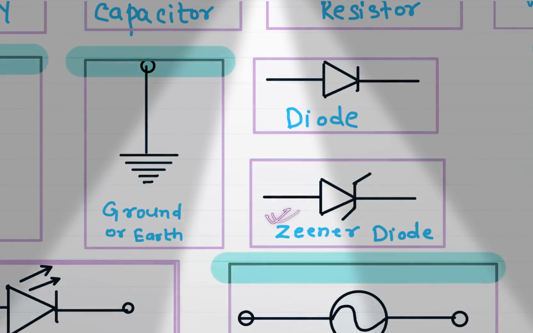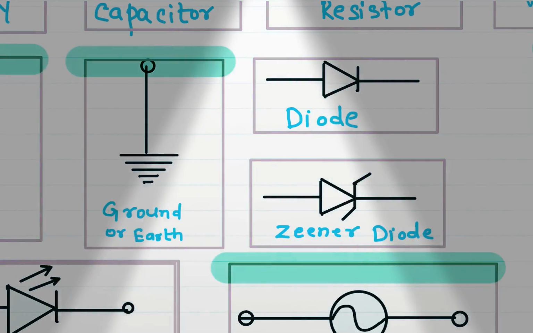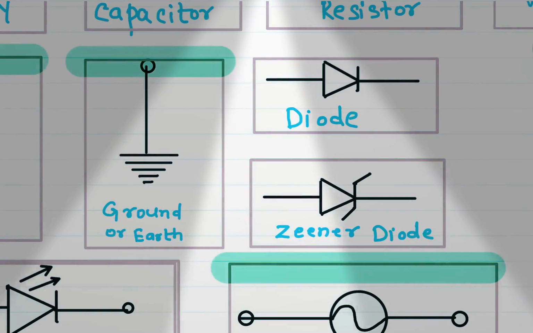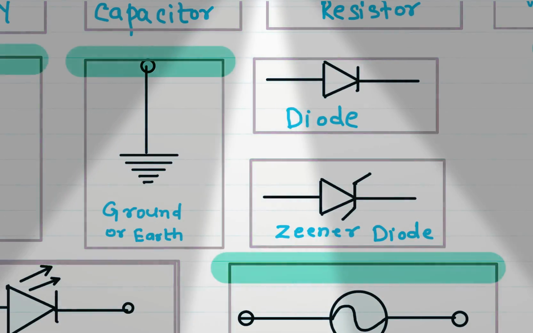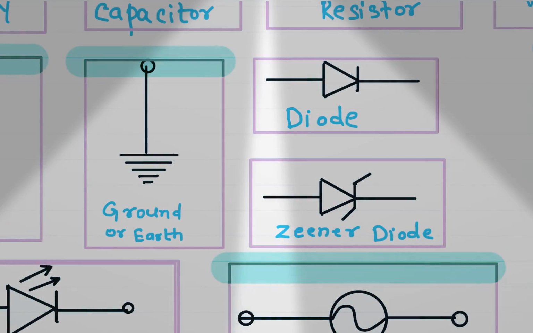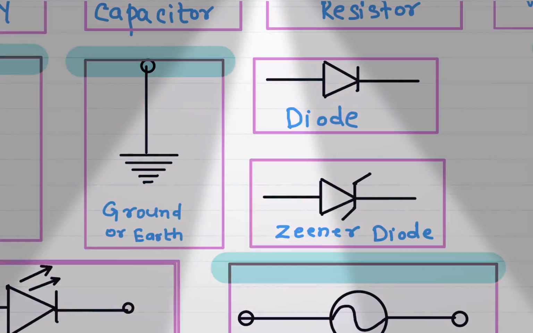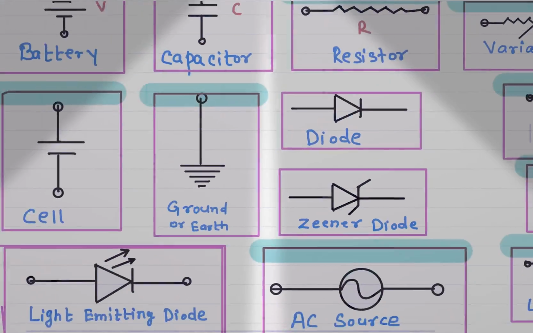And this is again another type of diode, the Zener diode. This one allows the current to flow in both directions, the forward direction and the reverse direction. And in the reverse direction, it allows electric current to flow only after a specified voltage is reached. Only then it allows the current to flow into the circuit.